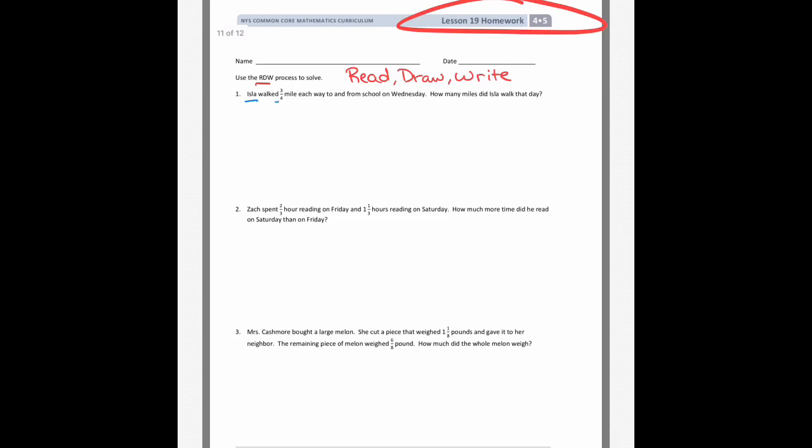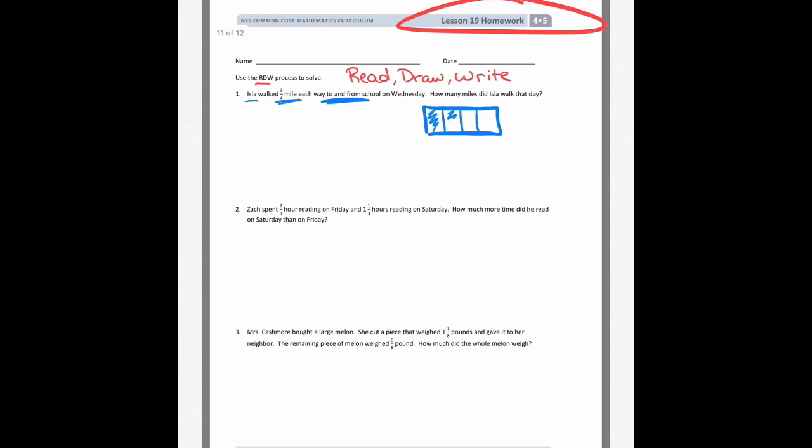So the first one says, Isla walked 3/4 a mile each way to and from school on Wednesday. How many miles did Isla walk that day? So she'd have to walk 3/4 to school and 3/4 back to school. But first, let me draw a picture because that's part of the read, draw, write process. So I'm first going to draw each rectangle to represent a mile.